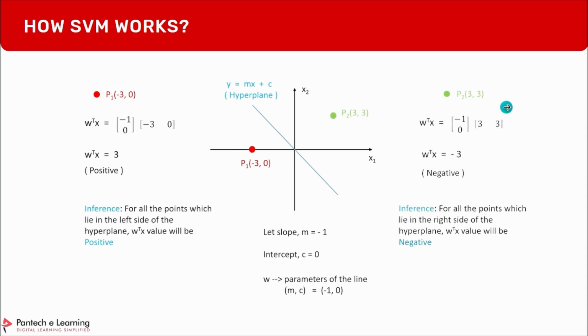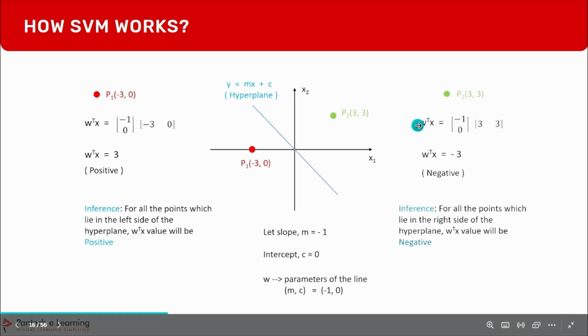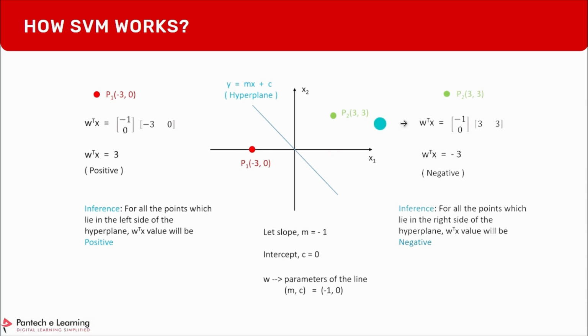Come back to the right side. Now we want to do the same for this point, which is [3, 3]. You have the value of w transpose, which is [-1, 0], take the transpose of it, and then take the dot product with your x value. -1 into -3 will be -3, plus 0 into -3 will be 0. So your output is -3. So don't consider the 3 value, it can be any value.